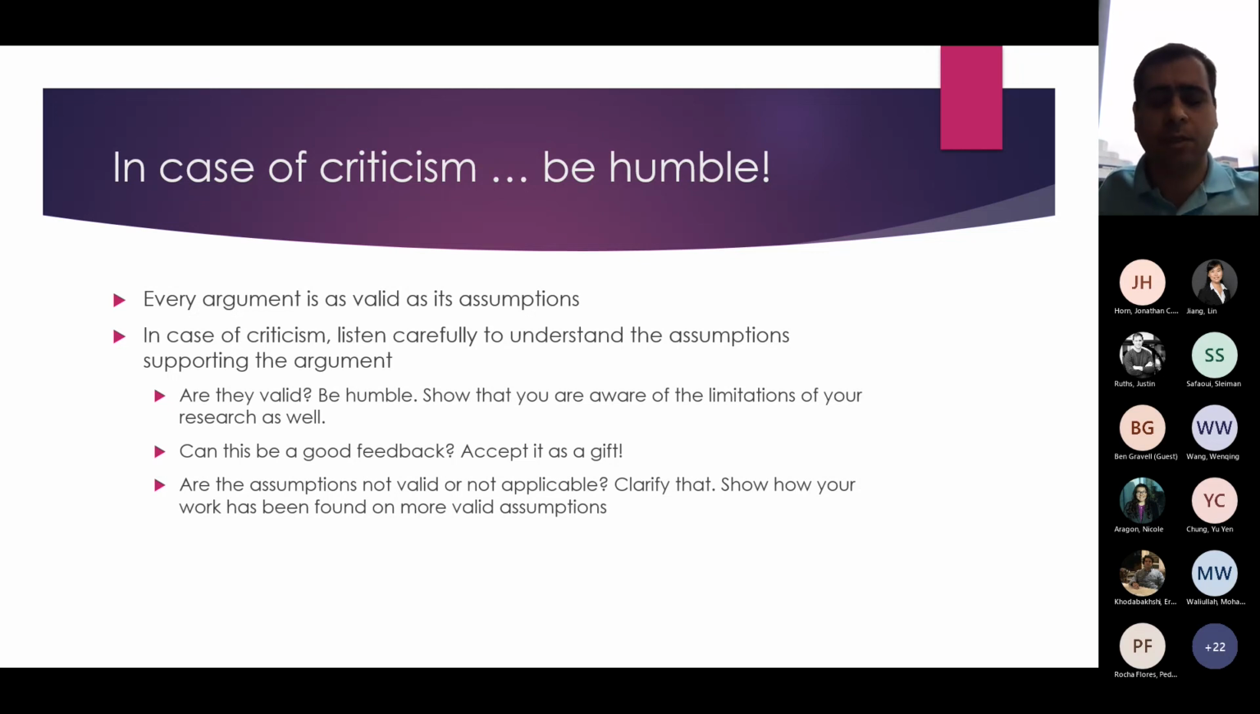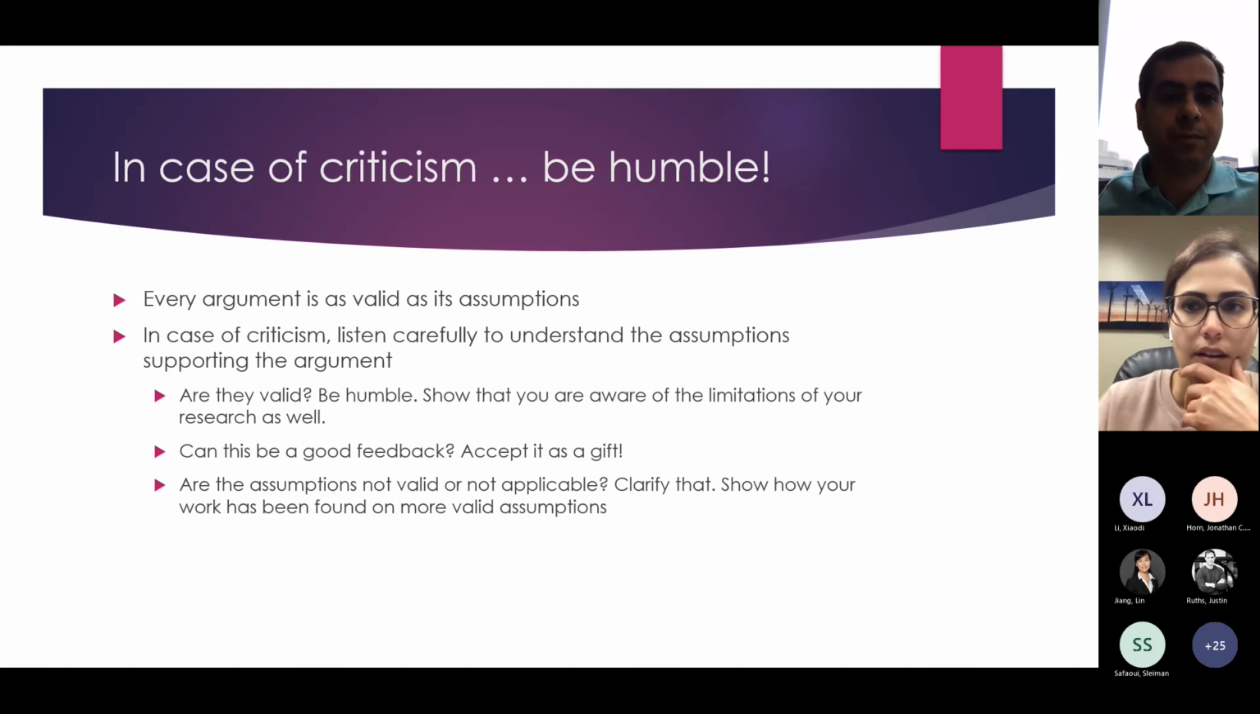And sometimes the assumption is not valid. You understand the assumption and understand that it is not valid. So clarify that. Say that the assumption you are making is not applicable here. And you can work with the person to see if they are happy with this kind of answer. I think this is very important.